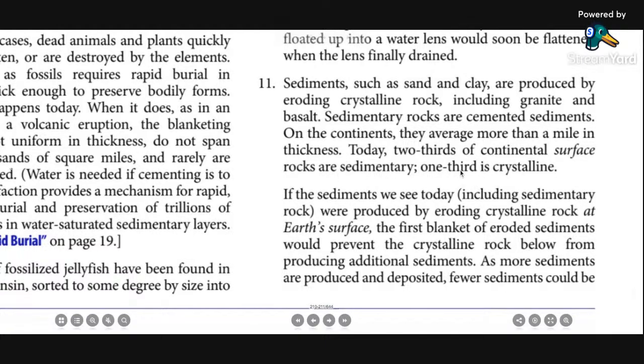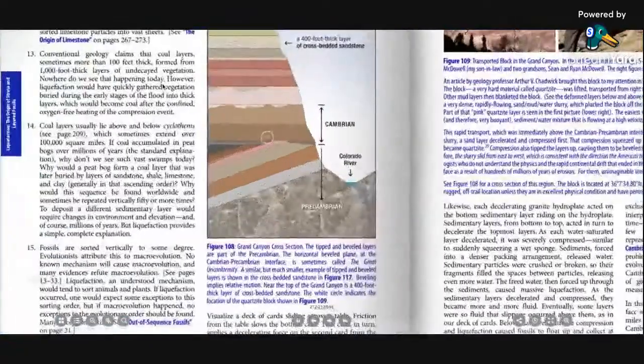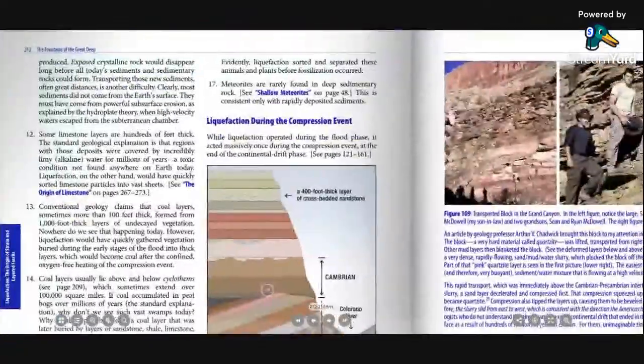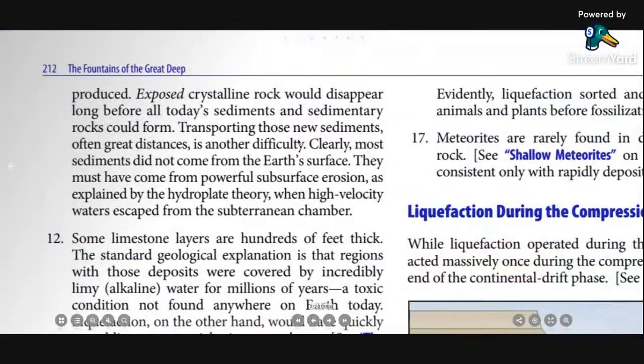If the sediments we see today, including sedimentary rock, were produced by eroding crystalline rock at Earth's surface, the first blanket of eroded sediments would prevent the crystalline rock below from producing additional sediments. As more sediments are produced and deposited, fewer sediments could be produced. Exposed crystalline rock would disappear long before all today's sediments and sedimentary rocks could form.